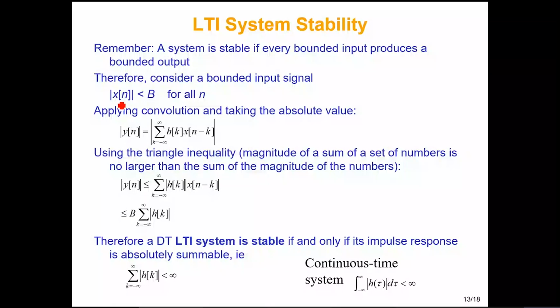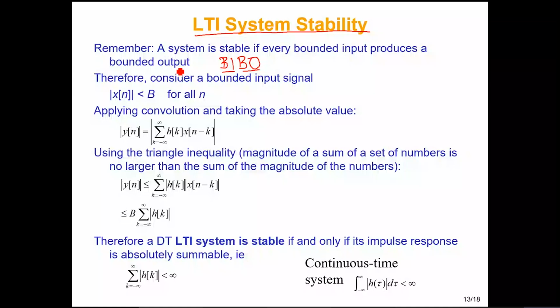We define a stable system as a system which takes bounded input and gives bounded output. So if input is not infinite, output will never become infinity. You can keep giving bounded inputs and you will keep getting bounded outputs. So till the time your inputs are not infinite, your output will also not become infinity. That's how we define a stable system: a system is stable if every bounded input produces a bounded output.